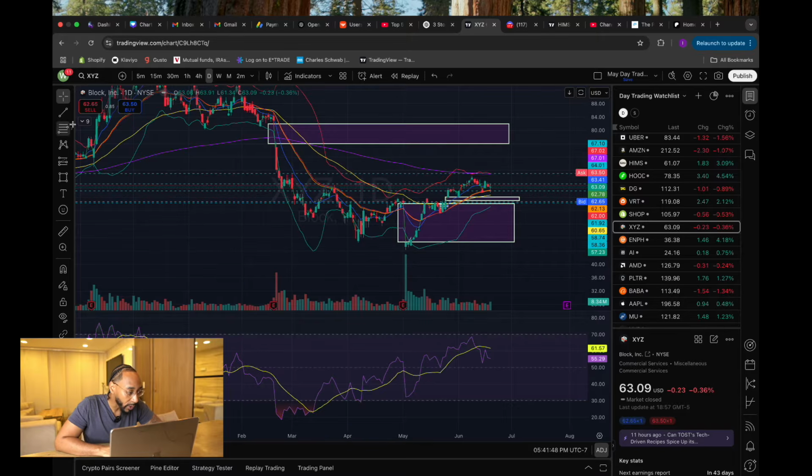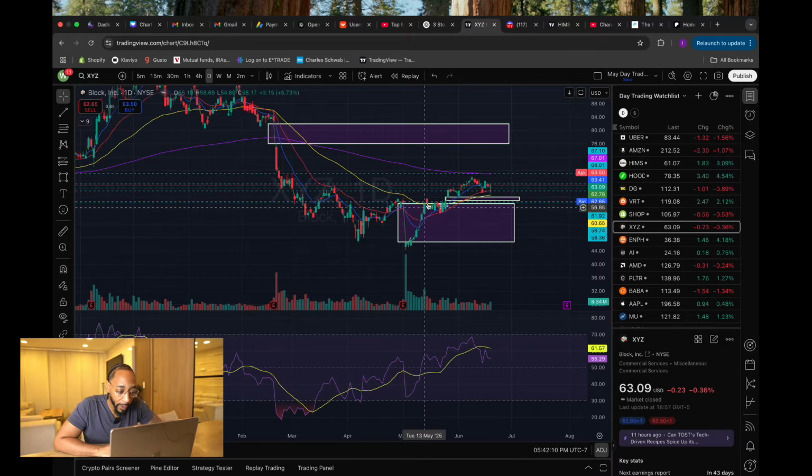Let me turn these Bollinger Bands off. Okay. So whenever you have EMAs inside of the gap, you're going to have to be a little bit cautious because it could reject off that EMA right there, come down, and then come back up to retest. Okay, but Block was able to just break through it immediately.